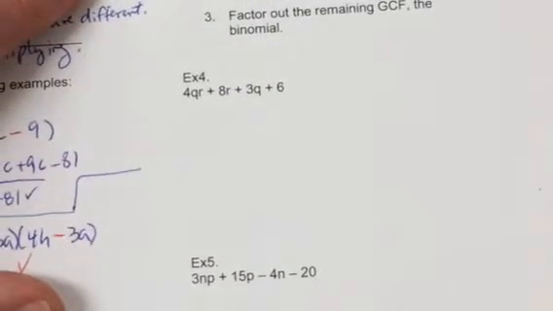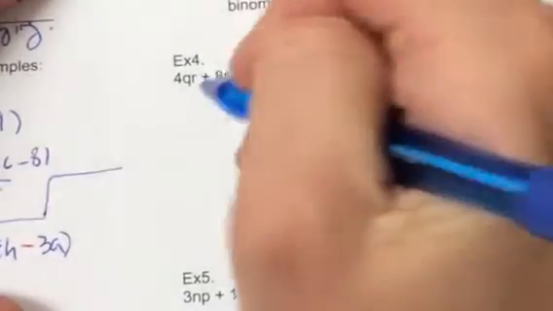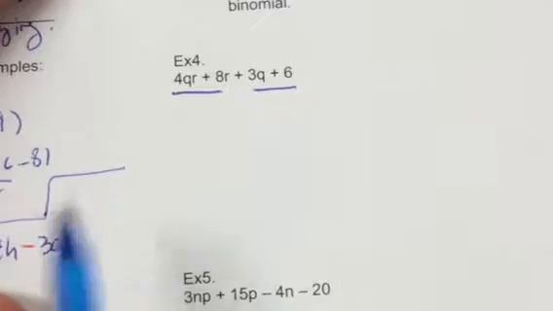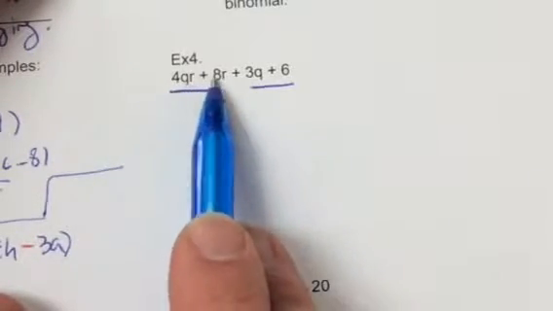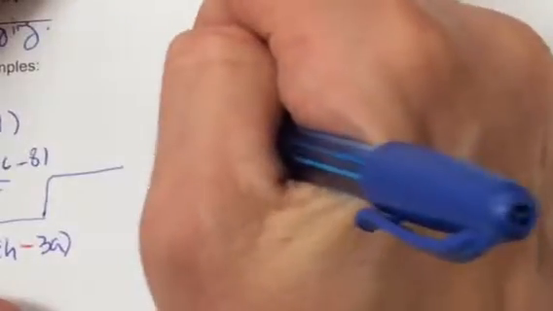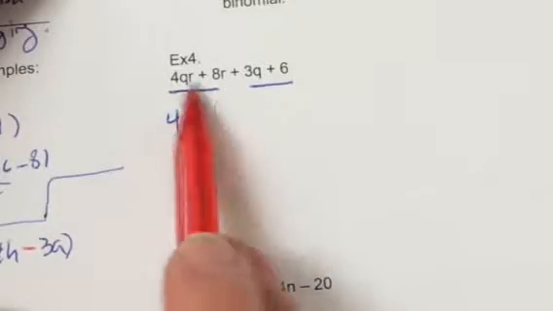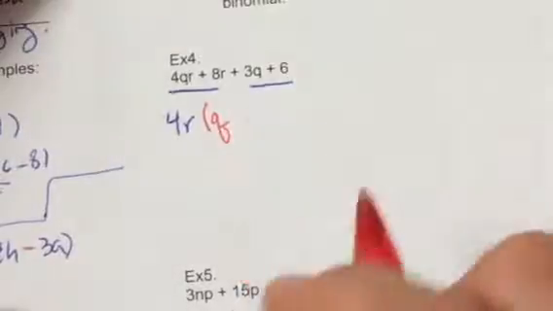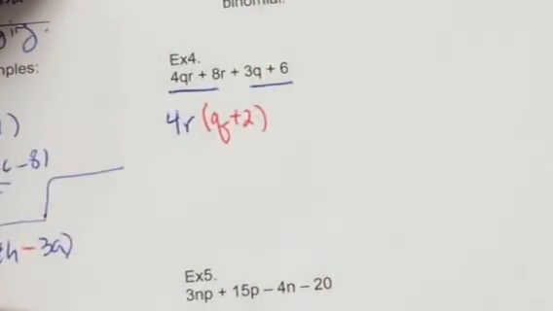So let's go through that with these. First, we're going to group these 2, and we're going to group these 2. Then we have to figure out the GCF out of the first 2. We have 4QR and 8R, so 4R is the GCF of both of those. Once I factor out that GCF, factor out the 4R out of this first one, I'm left with the Q. Factor a 4 out of the second one, I'm left with 2, so that's going to be plus 2.